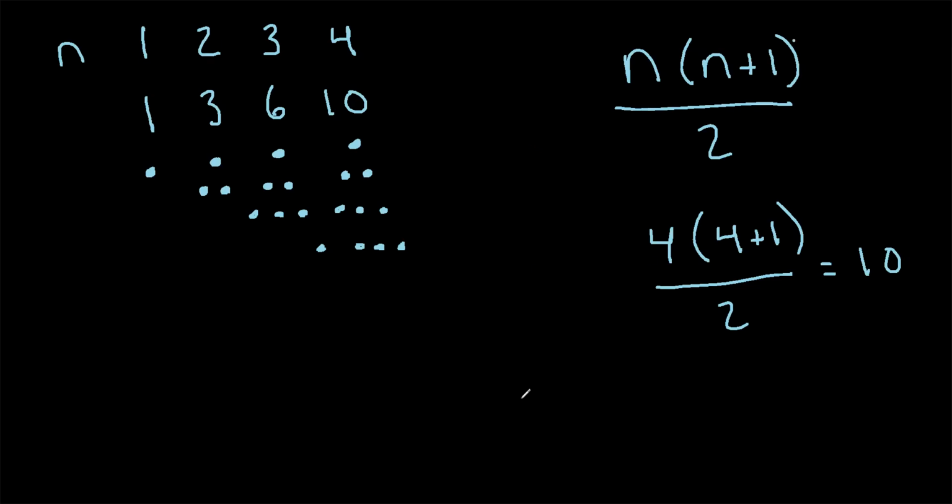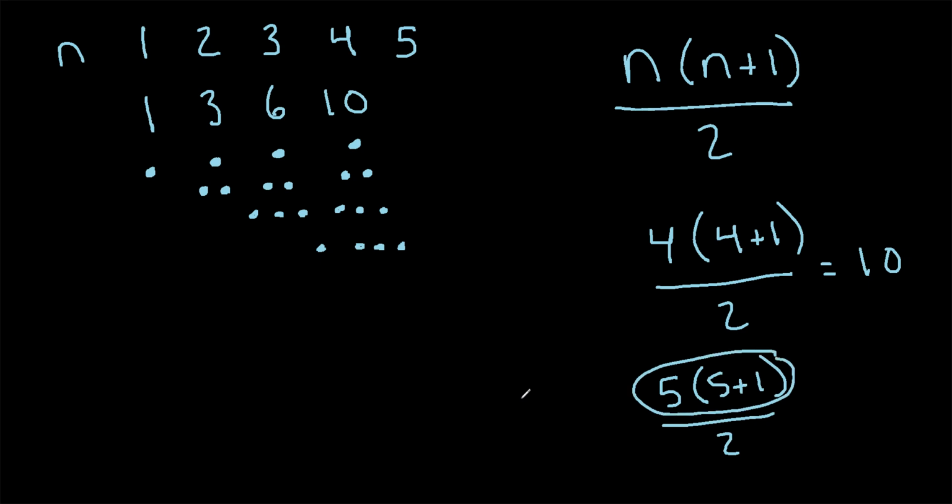Now, we can also use this formula to find any triangular number. So let's say we want to find the fifth triangular number. What would that be? Well, we just plug in a 5 into this formula. So we get 5 times (5 plus 1) divided by 2. So 5 plus 1 is 6. 6 times 5, that's 30. And 30 divided by 2 is 15. So the fifth triangular number would be 15.